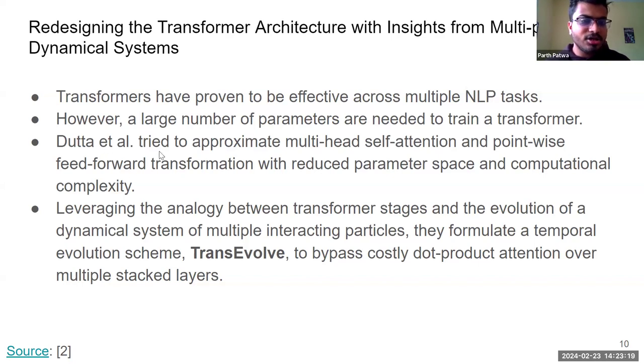So the authors, Datta et al., approximate these calculations, which are the multi-head self-attention and feed-forward transformation, with a reduced parameter space and lower computational complexity. And to do this, they make analogous comparisons between transformers and multiple interacting particle systems. So a transformer is similar to a temporal evolution scheme based on a multiple particle system, which can be used to bypass costly attentions.